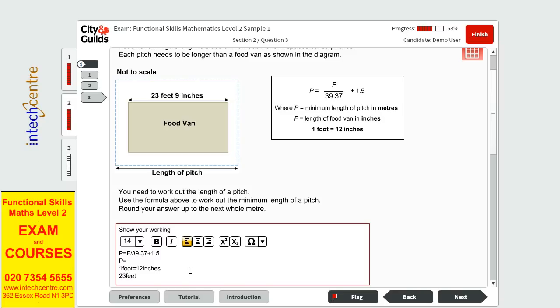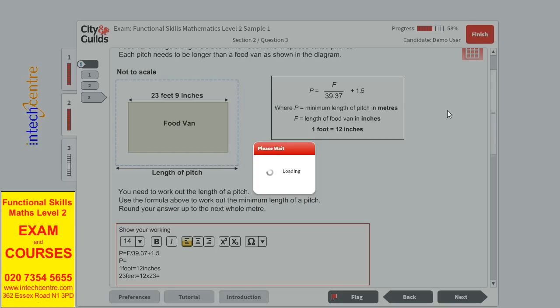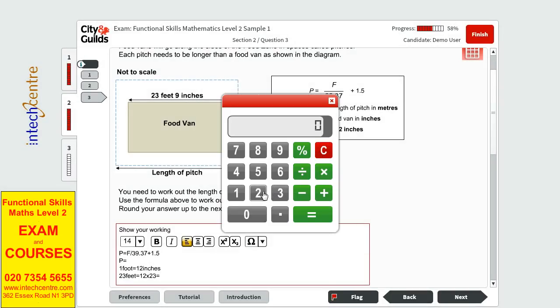23 feet will be 12 times 23. Let's find out how much that is. So 23 times 12, we have a total of 276. Now, although we converted the feet to inches, we cannot forget about the 9 inches previously given. Plus the 9, we have a total of 285.